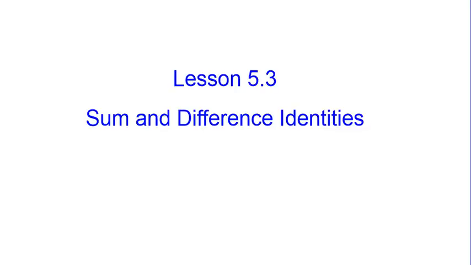Lesson 5.3, Sum and Difference Identities. A few more identities that you should have on your sheet. If you're writing your own in your notes, make sure to write these ones down. These ones are important so we can find exact values for angles that won't be on your unit circle. For instance, we could find the sine of 15 degrees, the cosine of 75 degrees using these identities.